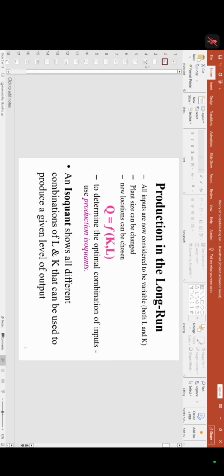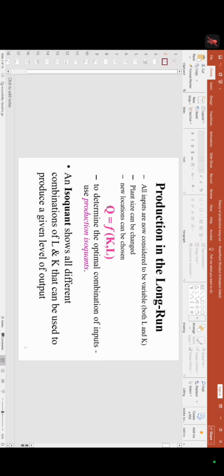As I mentioned here, the plant size can be changed. In the long run, your plant size or capacity can be changed, or there can be mergers, acquisitions, and likewise different kinds of changes in the plant size, that is, your production site. Also, you can choose new locations to expand your production. So we identify that all the inputs you are using are variables.